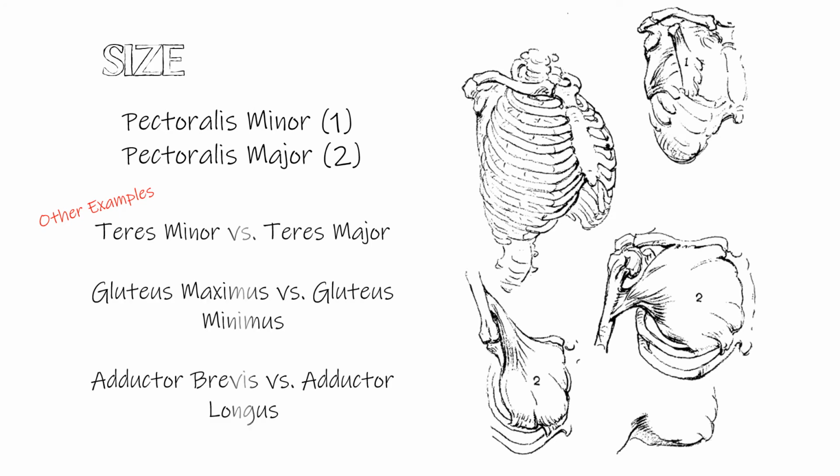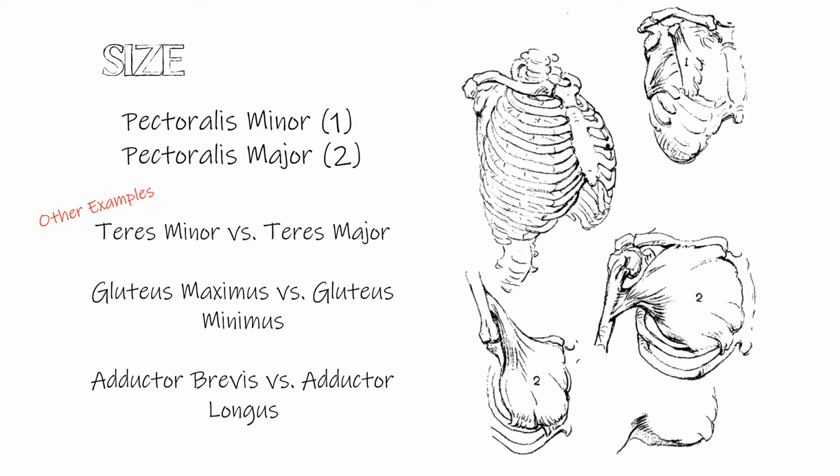Some other examples. We got a teres minor and a teres major. So again, minor, major, so little and big. Gluteus maximus versus gluteus minimus. So maximus and minimus, again, are just size terms. Maximus is the big one, minimus is the little one, right? Adductor brevis versus adductor longus. So brevis is short, and longus is long.